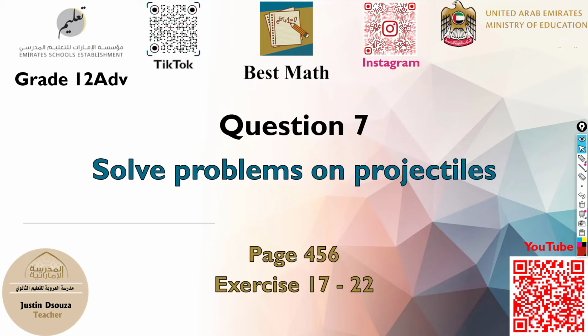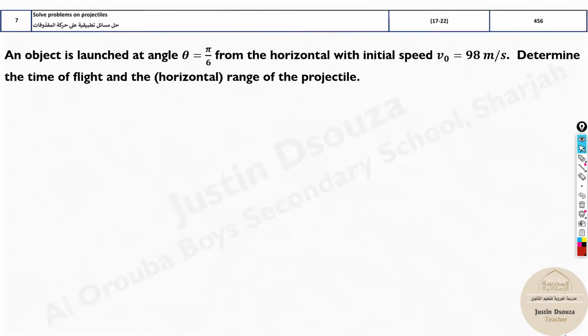Question 7 is to solve problems on projectiles. Here we have a real world problem. An object is launched at an angle theta equals pi by 6 from the horizontal with the initial speed v0 equal to 98 meters per second. Determine the time of flight and the horizontal range of the projectile.